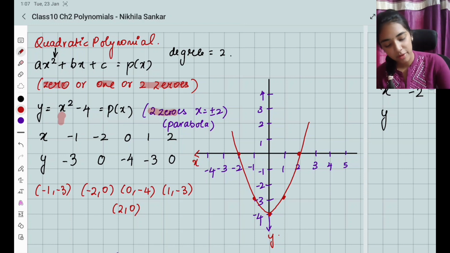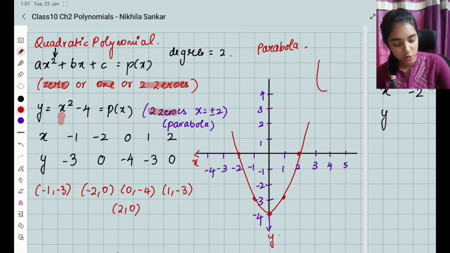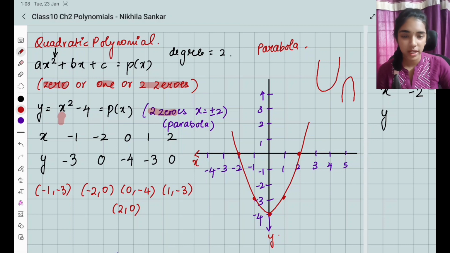So this type of graphs are called parabola. Okay, so இந்த மாதிரி நம்ம curved, it is going to look like this. This is called upward parabola. This is called downward parabola. Okay, இதெல்லாம் நம்ம அப்புறம் படிக்கலாம்.